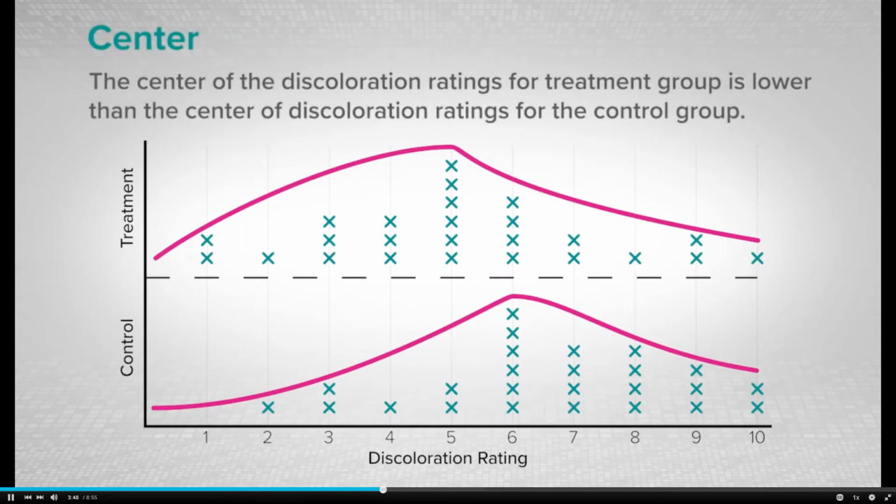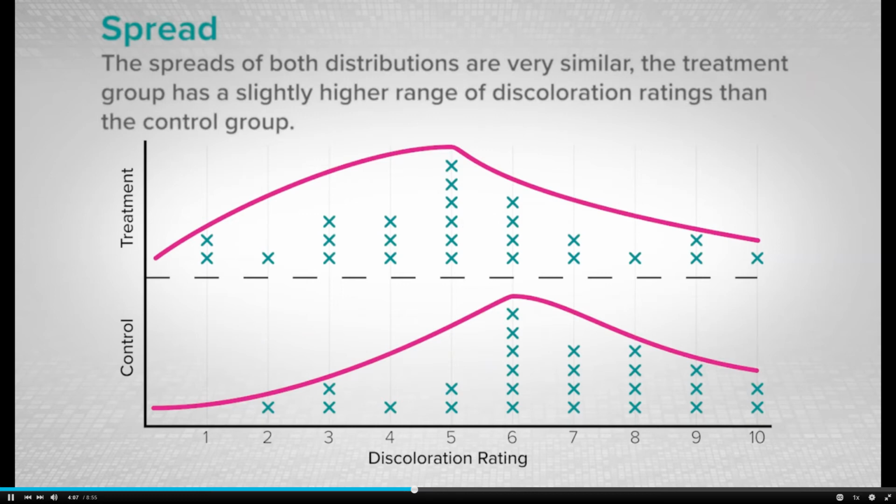What about the center? The center of the discoloration ratings for the treatment group looks to be lower than the center of the discoloration ratings for the control group. As you can see on the graphs, the centers are definitely different, which will be important when we're talking about its effectiveness. What about the spread? The spreads of both distributions are very similar. The treatment group has a slightly higher range of discoloration than the control group.